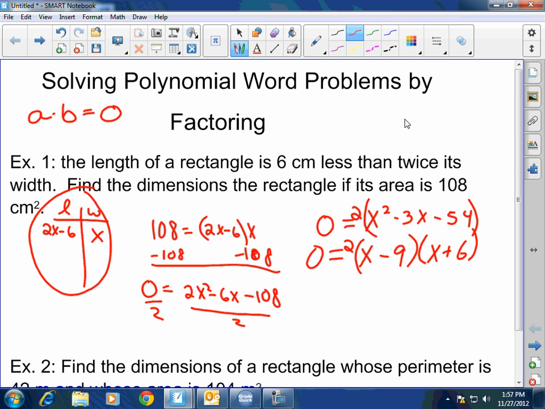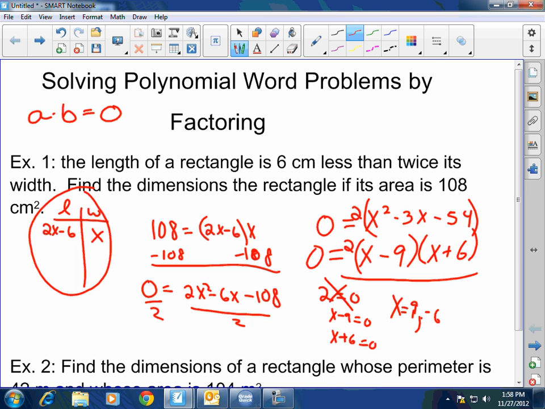Now, at this point, guys, remember, I've got 3 things being multiplied here. I've got an A, a B, and a C. So I have to set all of those products equal to 0. So I got to set 2 equal to 0, which is absolute garbage. X minus 9 equals 0, and x plus 6 equals 0. So my possibilities are 9 or negative 6. But negative 6 isn't going to work too much because I can't have a negative side. So it's going to be 9.